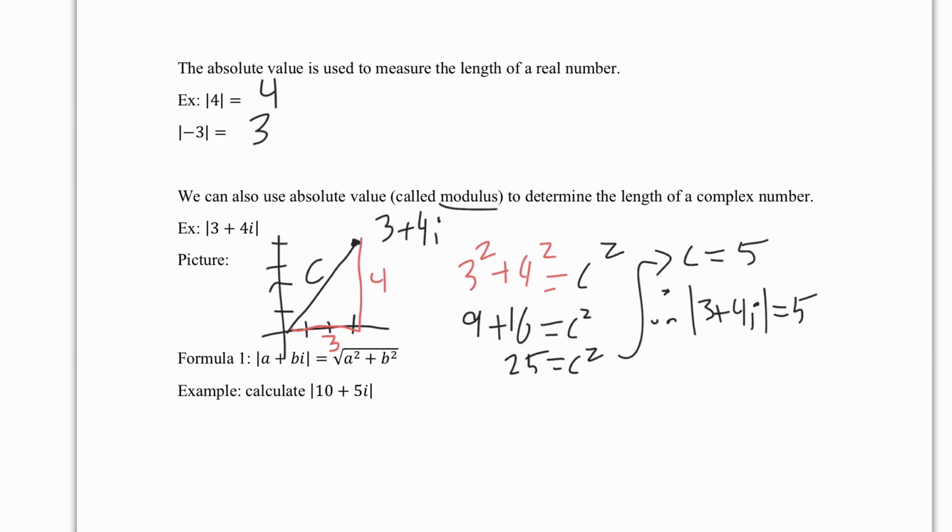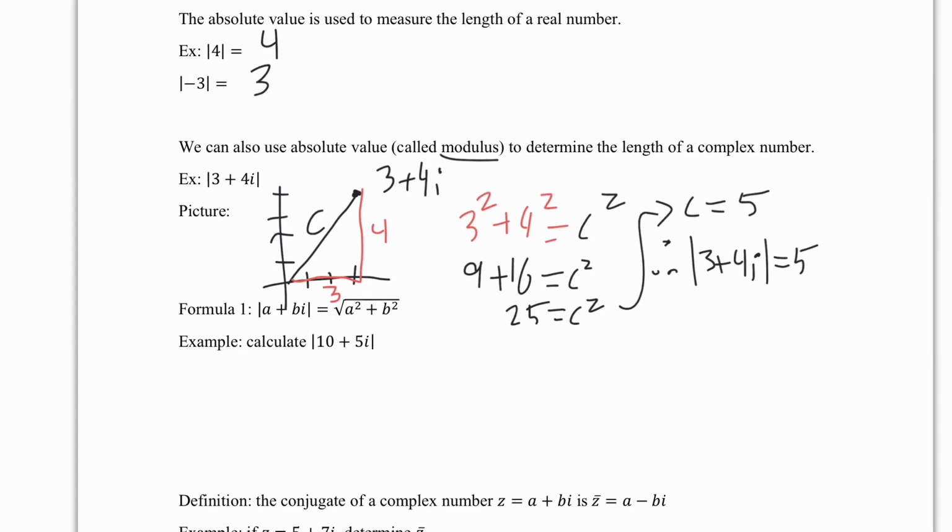Okay, well, instead of drawing a picture in a triangle every time, we have this nice formula. If you're going to find the modulus, or the absolute value, or the length of a complex number a plus bi, you just do Pythagoras. You do the square of both of the values, and then you square root.